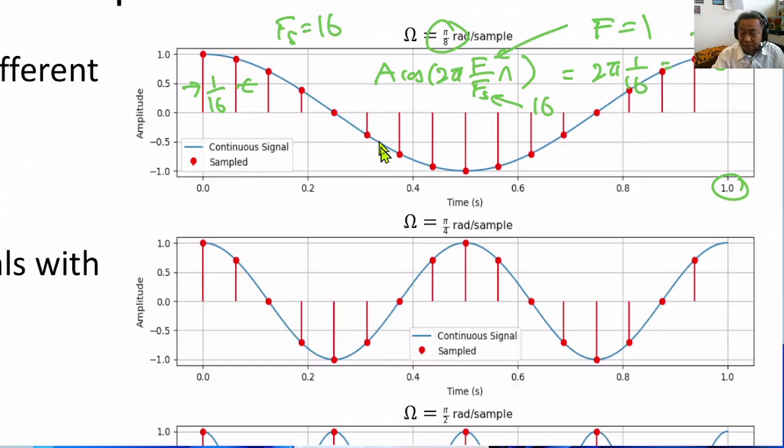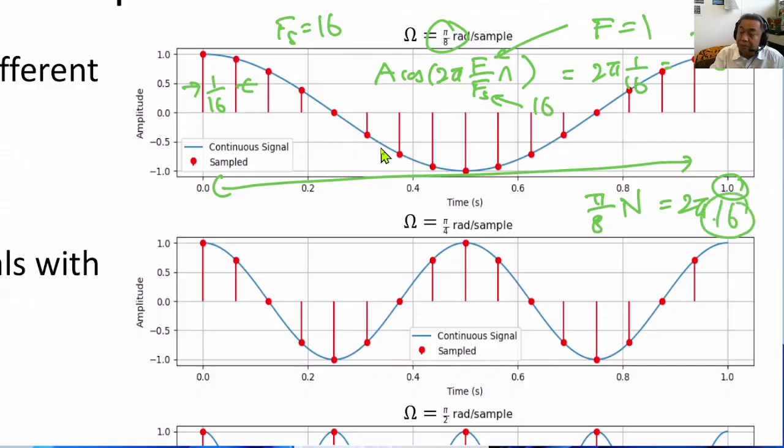And across how many samples? Here, pi over 8 times big N to get 2 pi, you will realize you need 16 samples. And you can count. There will be 16 red points before it repeats again.